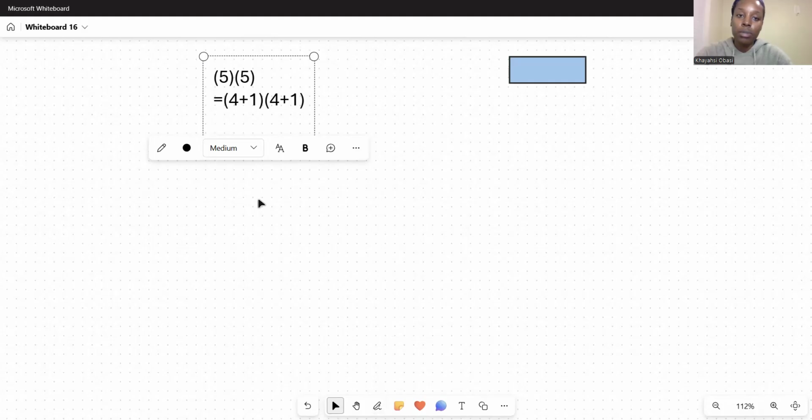The FOIL method means we multiply the first numbers together and we get 4 times 4, 16. Then we multiply the outer numbers together. 4 times 1 gives us 4. And again, the inner numbers together, 4 times 1 gives us 4. And the last numbers together, 1 times 1 gives us 1.